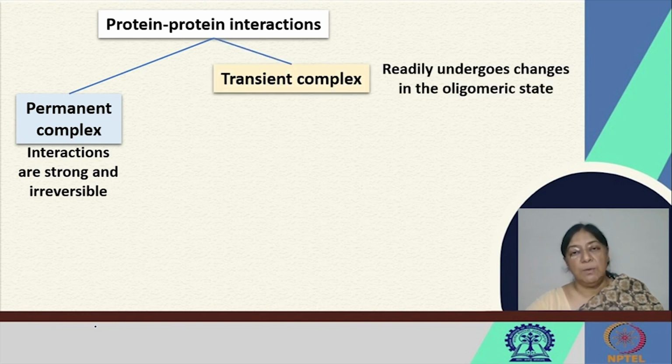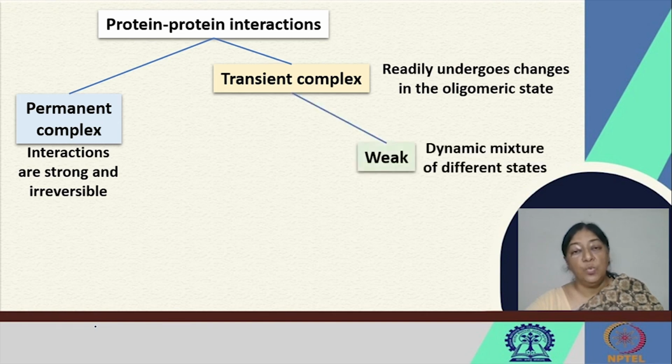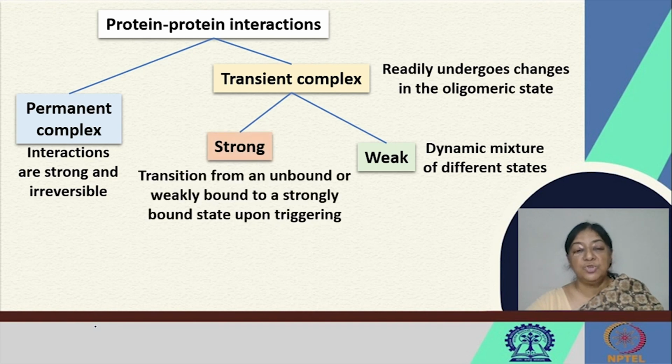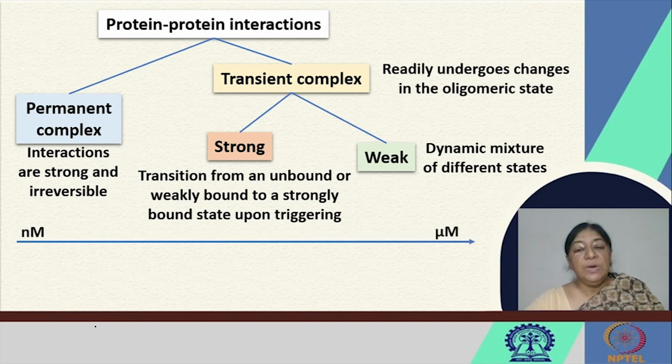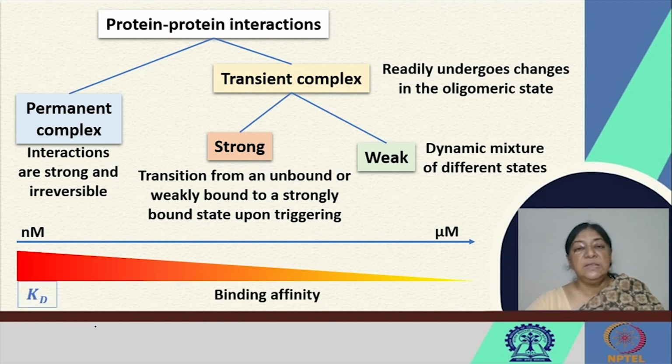We can have transient complexes where we have either a weak type depending upon the specific conditions, the specific reaction that has to occur, and also a strong type where we can have a transition from an unbound, weakly bound to a strongly bound state that is triggered by the action of any cofactor or ATP hydrolysis. If we look at the specific dissociation constants associated with this, we see that the binding affinity for the permanent complexes is much higher. The Kd values are smaller, indicating a tighter complex.